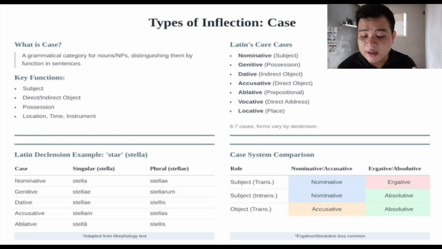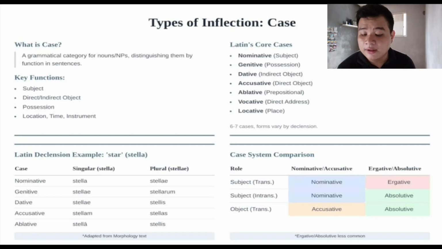English technically uses this system through pronouns like he, him, she, or her. Another system is ergative, which marks the subject of a transitive verb differently from the subject of an intransitive verb. This can feel very different from English, but it shows how flexible grammar can be across languages.